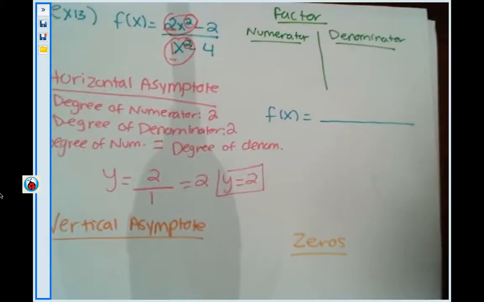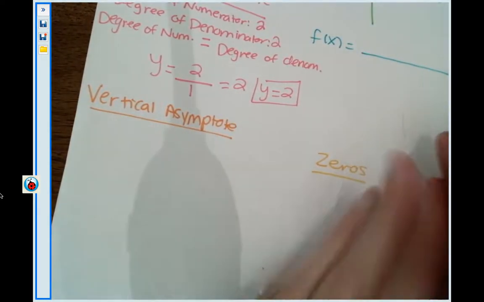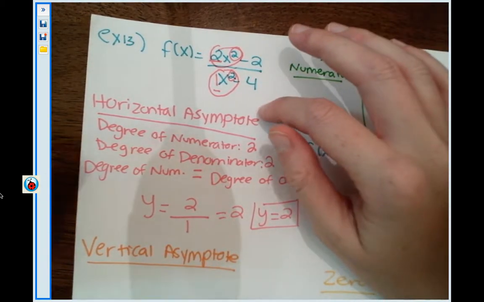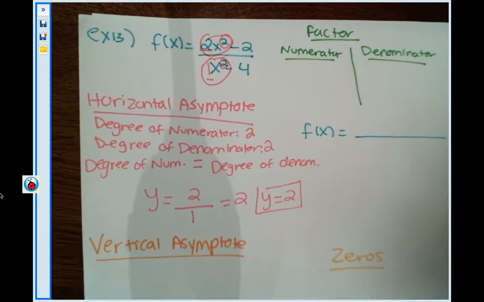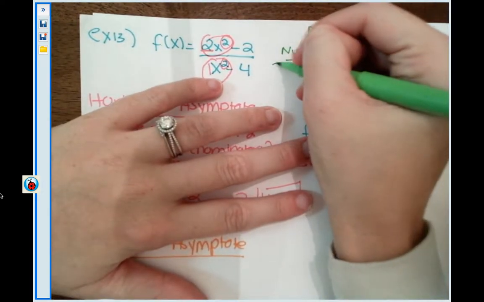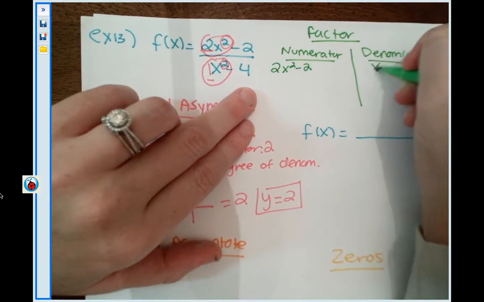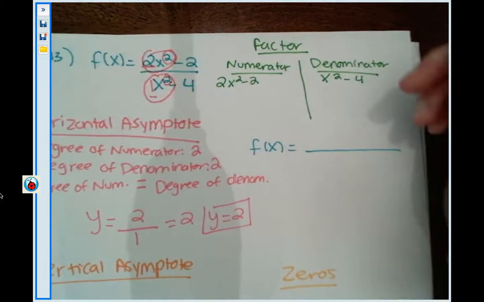Fun times, right? Alright, now in order to do our vertical asymptote and our zeros, we must factor first. Okay, so let's factor this one. We're going to have to factor both of them because we have above degree 1 in each of these. So we're going to be factoring both of these things. So we're going to factor the numerator, which is 2x squared minus 2, and the denominator, which is x squared minus 4.